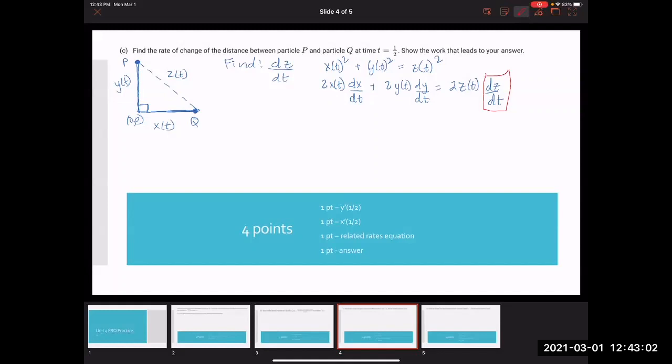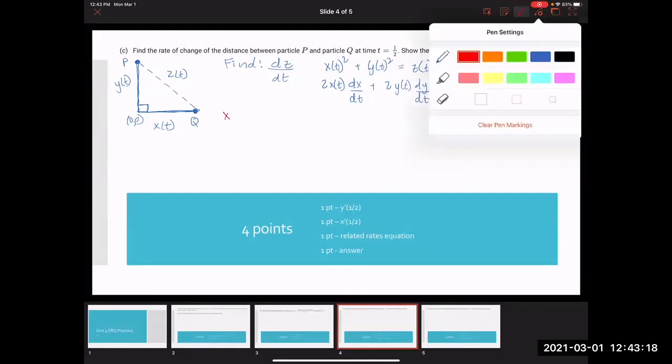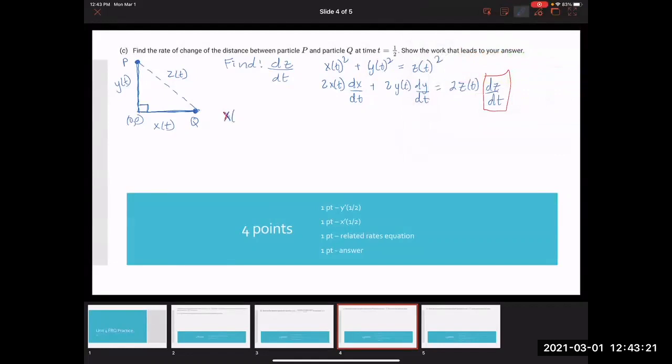Because we cannot find z until we know x and y, so we can use the Pythagorean theorem, we're going to find x at 1/2 and y at 1/2 first. So that's the first thing we're going to do. x at 1/2, which is the position of particle Q at 1/2, is going to be found by just plugging 1/2 into the equation for the position of particle Q. We already know the position equation for particle Q.